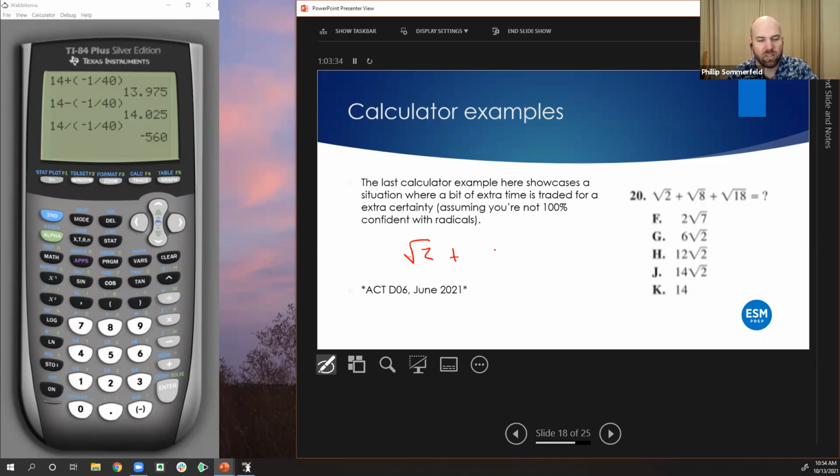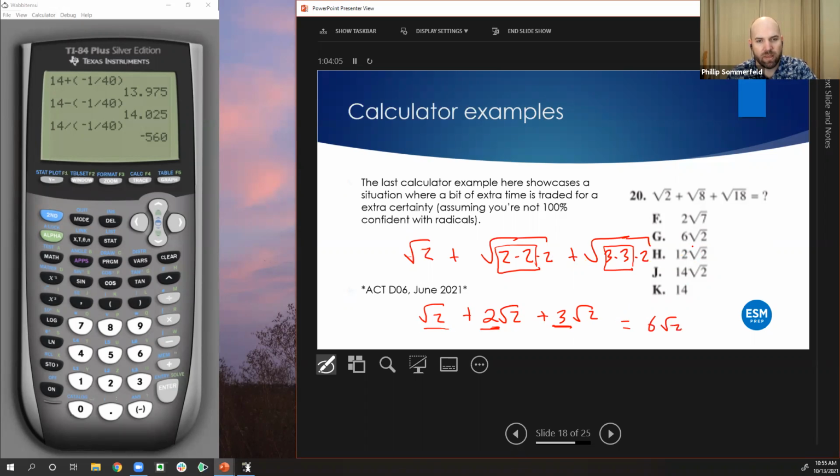Root 8, well, that's 2 times 2 times 2, and then 18 is 9 times 2, or 3 times 3 times 2, right? And if you remember correctly, whenever you have two copies of a value, you can pull them out as a singular value. So this is root 2 plus 2 root 2 plus 3 root 2. And now we have 1, 2, and 3 copies of root 2 that we're going to add together. So we get 6 root 2. So the answer here is G. And you can see, not terrible.